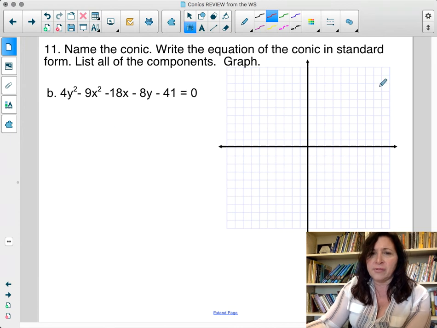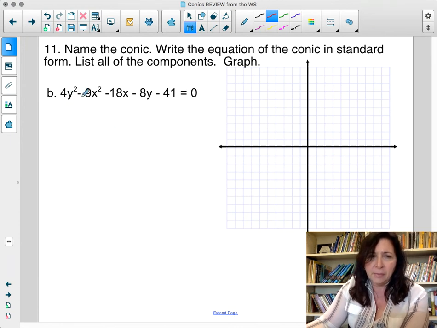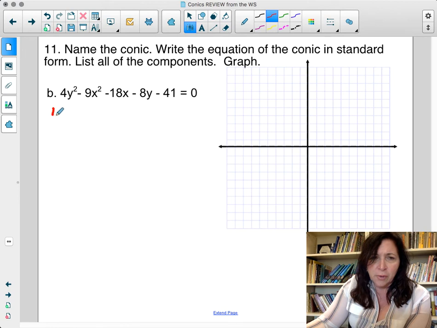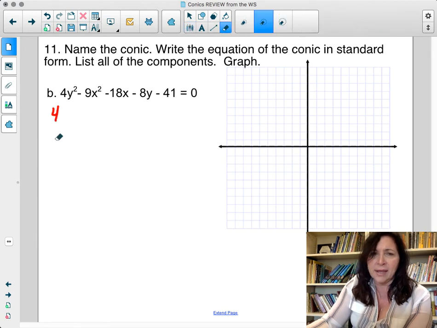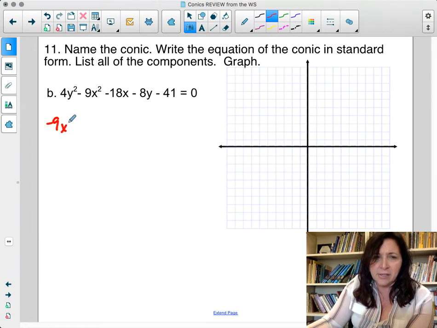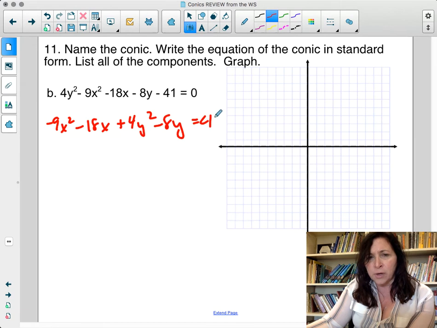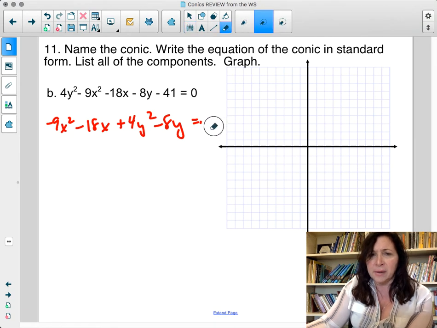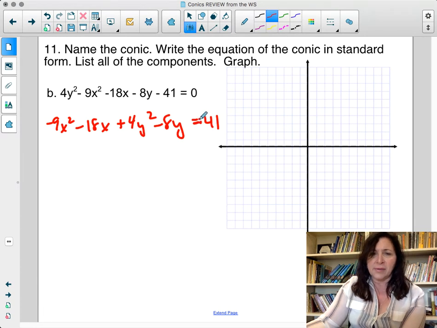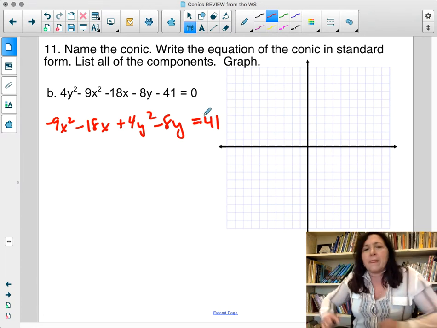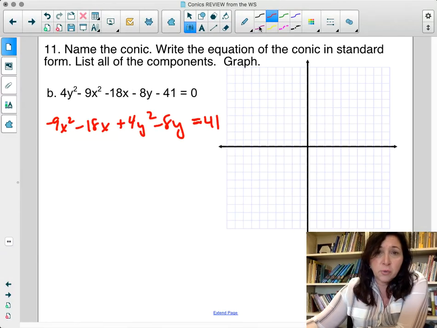Name the conic. So this conic right here is a hyperbola because of the minus. So what we have is, I like the x squared first, so I'm going to put that first. So we got negative 9x squared. What I'm doing is grouping. So I have minus 18x plus 4y squared minus 8y equals 41. And what this is telling me is that I have to complete the square twice.